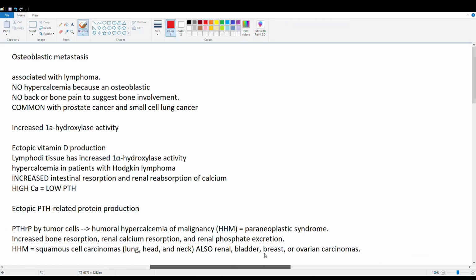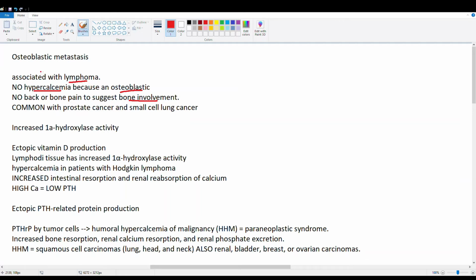Osteoblastic metastasis. Why is this wrong? You can have osteoblastic metastasis in lymphoma, okay, but usually this is not associated with hypercalcemia because it's osteoblastic. We're building bone. We're taking it out of the blood, right? So the calcium, if anything, would have been decreased. Then there's no bone or back pain, suggesting no bone involvement, okay? Usually when you have osteoblastic lesions, the bone is growing, it's pushing on nerves, you're going to get pain in that area, right? It's destabilizing the bone too.